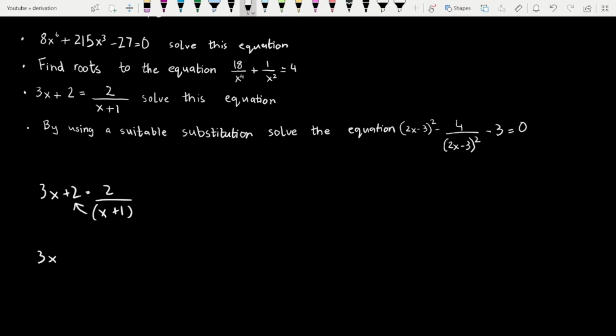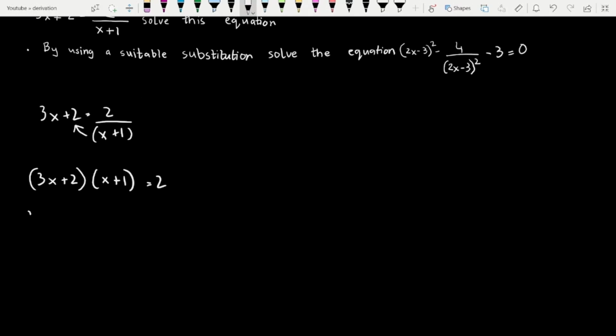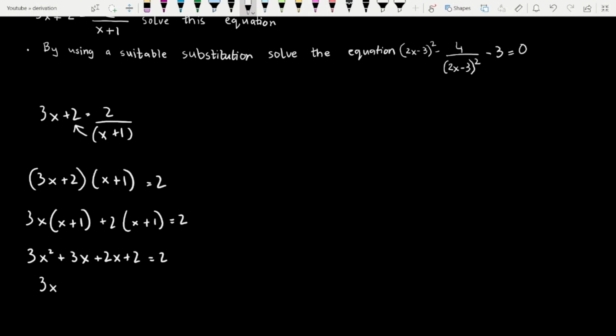So it's going to be 3x plus 2, right? This entire thing is multiplied by x plus 1, and it's all equal to 2. So now we just need to expand this. That's just going to be 3x multiplied by x plus 1, and 2 multiplied by x plus 1. All of this is equal to 2. So this is just going to be 3x squared plus 3x plus 2x plus 2 is equal to 2. Now you solve this out. This is just going to be 3x squared plus 5x plus 2 is equal to 2.